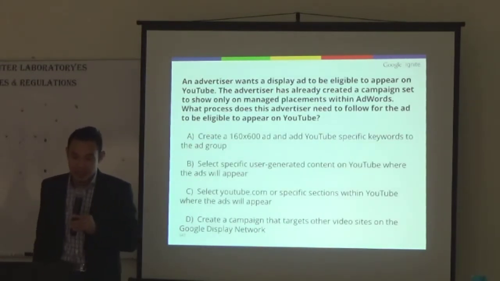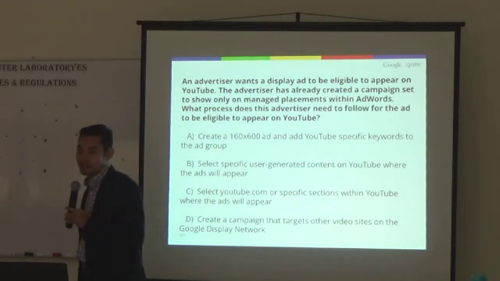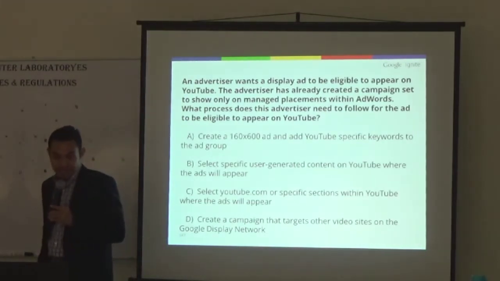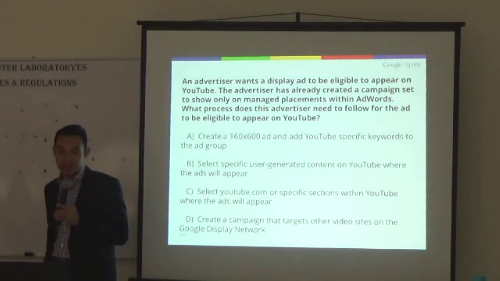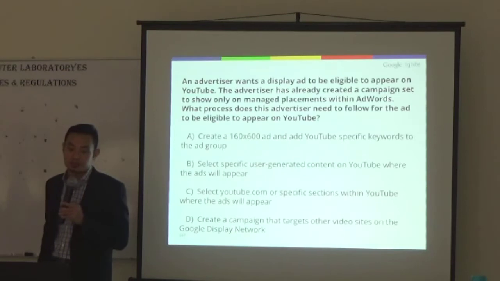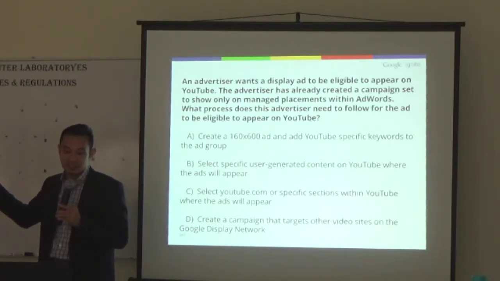Next question here. Advertisers want to display ads on YouTube. They create a campaign and choose managed placement within AdWords. So the question is this: what process do these advertisers need to follow for the ad to be eligible to appear on YouTube? He will choose using managed placement to place his image ads on YouTube. So what is the next step that he should do? Create a 160 by 600 ad. True or false? False.